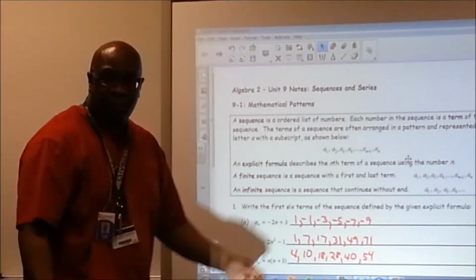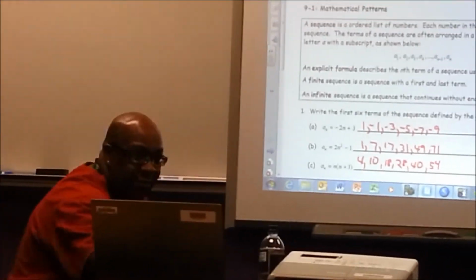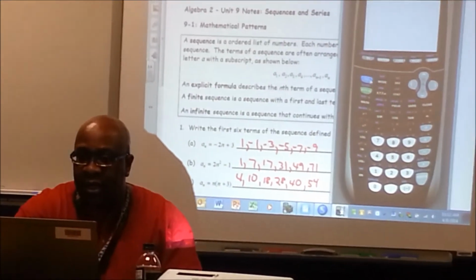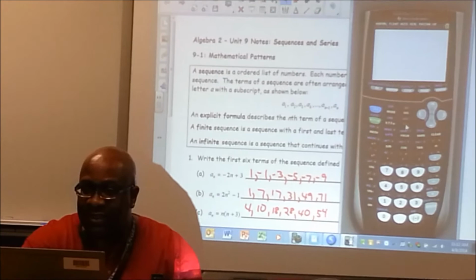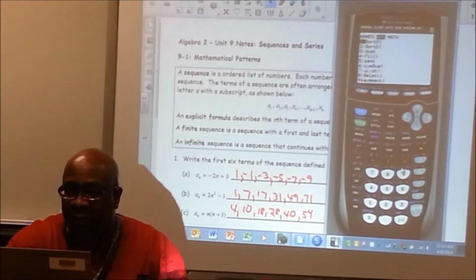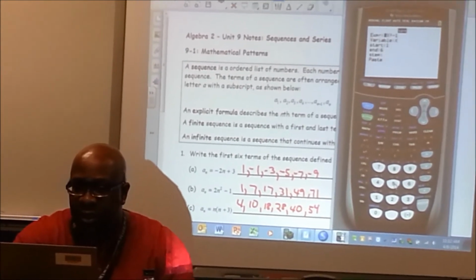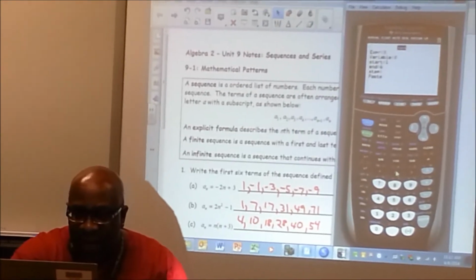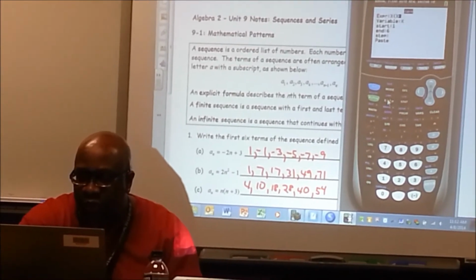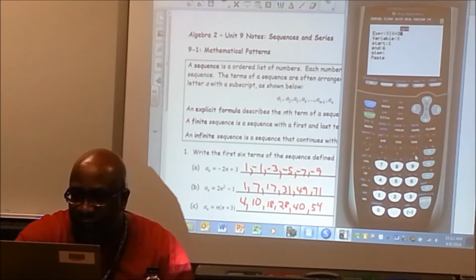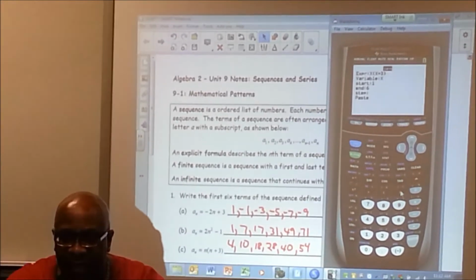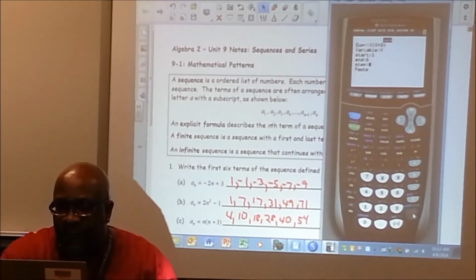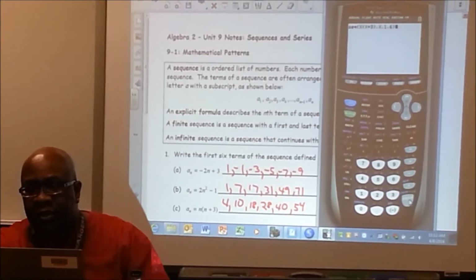Let's take a look by calculator. Let's see if we get those same answers. Okay, so we're going to clear our screen. Again, we're going to hit second, stat, right arrow over to ops, select option 5 for sequence. The sequence that we're using is going to be x times x plus 3. Again, our variable is x, and we're looking for the first 6 terms of the sequence.